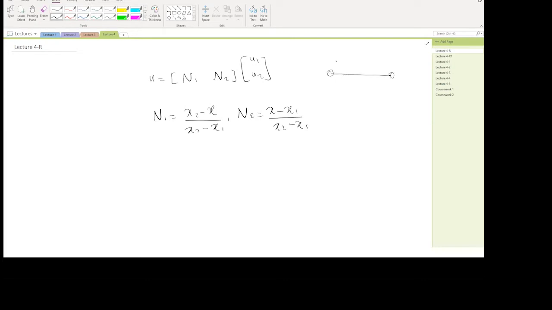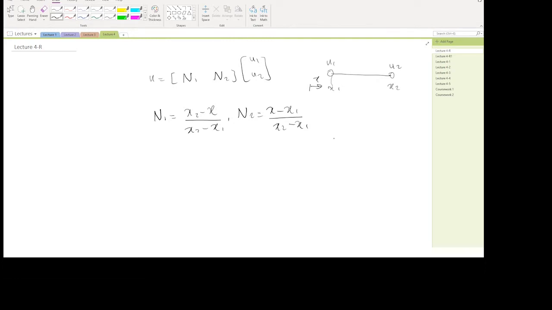This is node 1. This is node 2. u1 is the displacement at this node, and u2 is the displacement at this node. X is the axis moving in this direction, and the coordinate for u1 is x1, and it is x2 here.